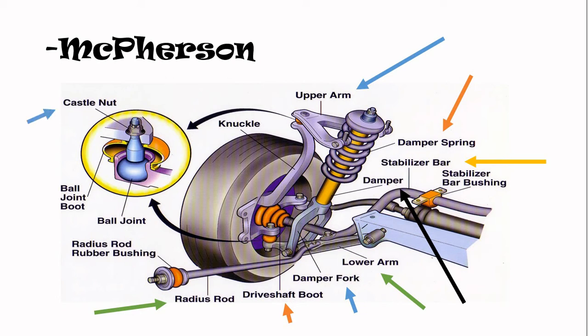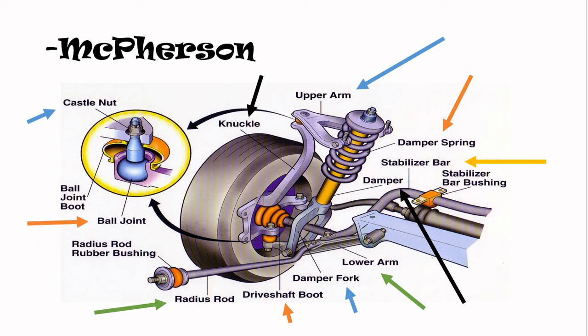Then the castle nut is the part that holds the ball joint and the ball joint boot in place. It's only a nut. The knuckle is the essential part of the system. It connects the wheel with the upper arm and all of the suspension. It's the one that transmits all the forces to the suspension to absorb them.